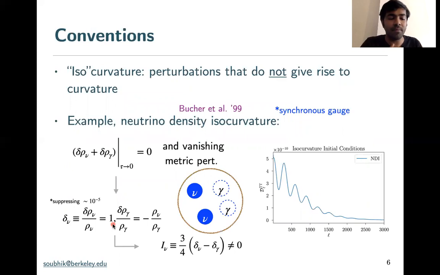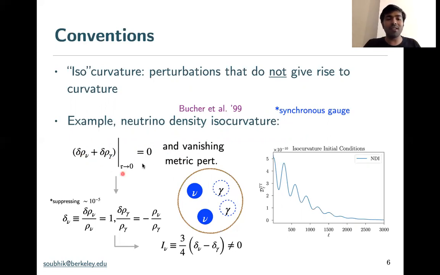So let me start with some of the notations. As the name suggests, isocurvature perturbations are basically perturbations that do not give rise to curvature, okay? And it's easy to illustrate in the context of, for example, neutrino density isocurvature. If you work in the synchronous gauge, then for very early times, deep into the radiation dominated universe, and for superhorizon modes, you have vanishing metric perturbations. But then also for isocurvature perturbation, the total density perturbations also vanish. In other words, deep in the radiation domination, you only have neutrinos and photons.